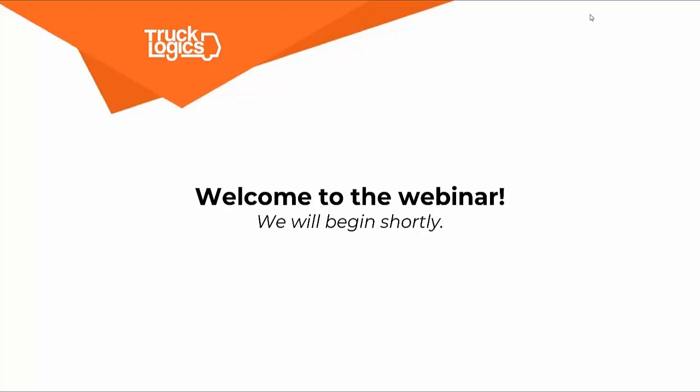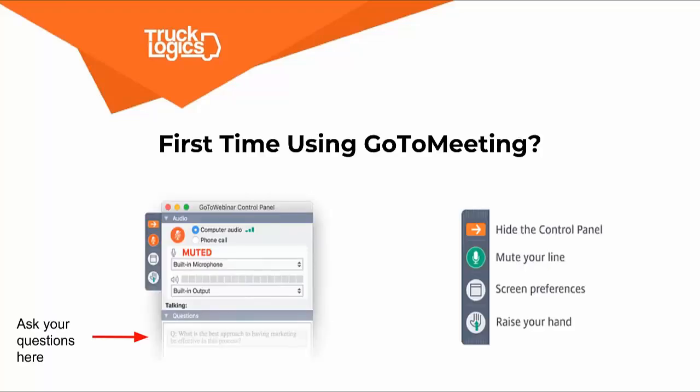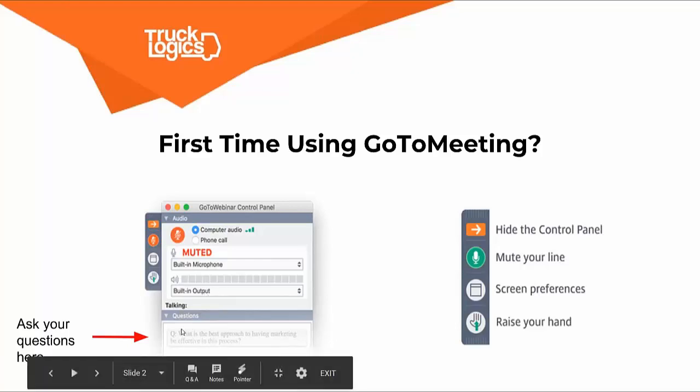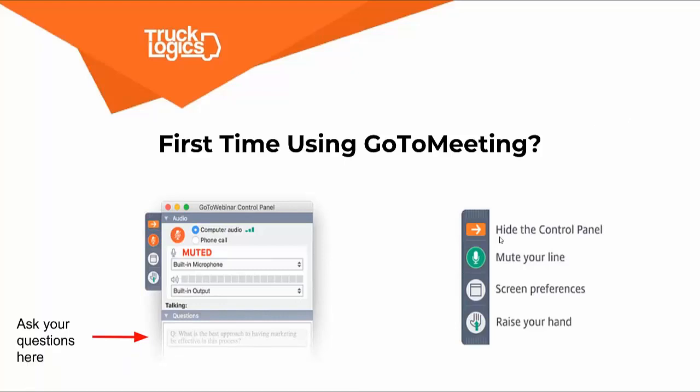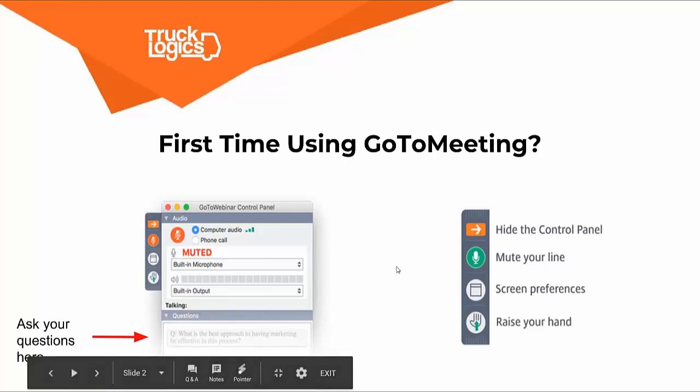All right, so what we'll do is we'll begin. We have just a couple slides here to start off the webinar. And here are just a couple little tips on using GoToMeeting if you're not familiar with it. You can type in your questions down here in the control panel, and over here you have the option to hide your control panel so it's not in the way of what we're looking at.